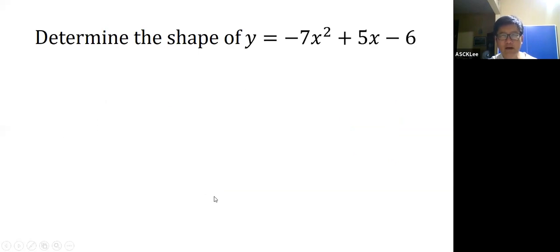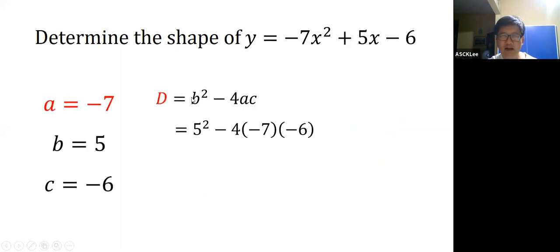Now for this one, the second curve, we are just going to go through 4 curves only. We have gone through A. Now we calculate the discriminant. B squared is 5 squared minus 4, A is -7, C is -6. So if you calculate this out, 25 minus 168. Take your Casio calculator out and calculate. You will get -143. This is -143. That means that the curve missed the x-axis.